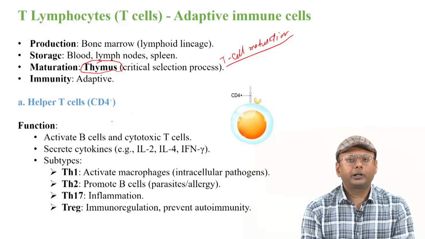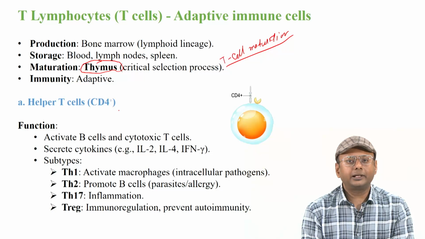They have a very important role in adaptive immunity, and there are different types of T cell classifications. For example, there are helper T cells or CD4 positive cells. They activate the B cells and the cytotoxic T cells. T cells are also very important in secreting different types of cytokines, mainly pro-inflammatory cytokines like IL-2, IL-4, IFN gamma, and these cytokines can eventually act to destroy different types of antigen.